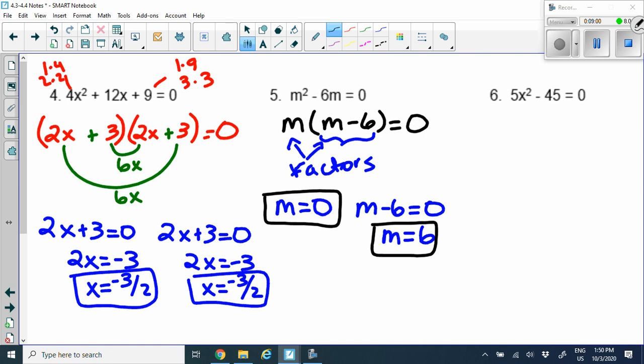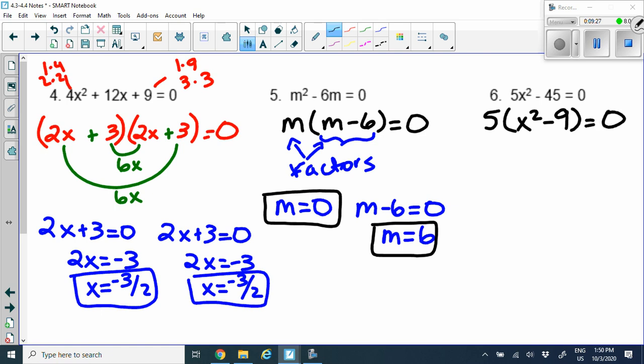Okay, let's see what you did. First of all, is 5x squared minus 45 equals 0 set equal to 0? Yes. Do these two terms have something in common we can take out? Yes. They both have a 5 in common that we can take out. Now, let's go ahead and rewrite. We have 5x squared divided by 5. That just gives me x squared. And 45 divided by 5, that gives me 9.